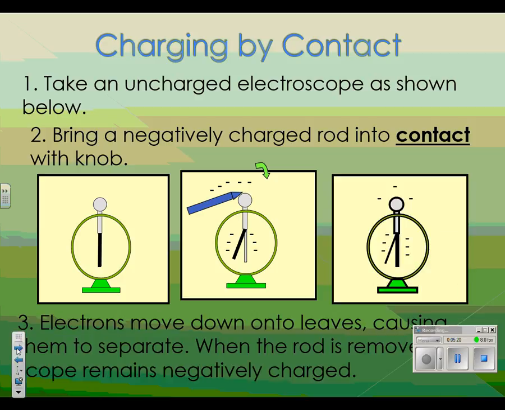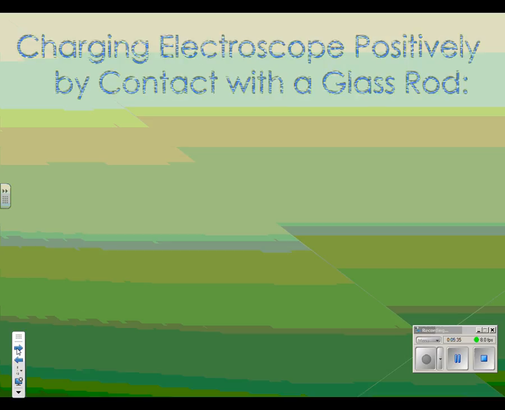When they do that, the electrons are going to move down onto the leads, and they're going to cause them to separate because they're like charged. So now they're going to repel. When the rod is removed, that charge is going to remain there because you actually transferred electrons to the electroscope.